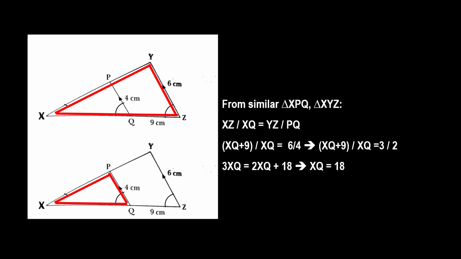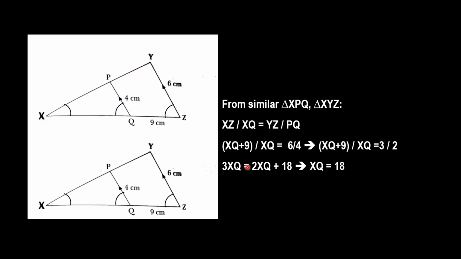Now from the similar triangles we got XZ by XQ equal to YZ by PQ. XZ is XQ plus 9, as you can see on the top figure. So XQ plus 9 divided by XQ is equal to YZ, which is 6, divided by PQ, which is 4.